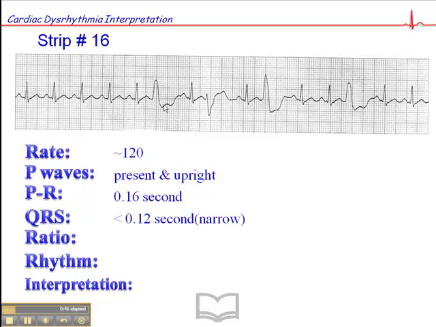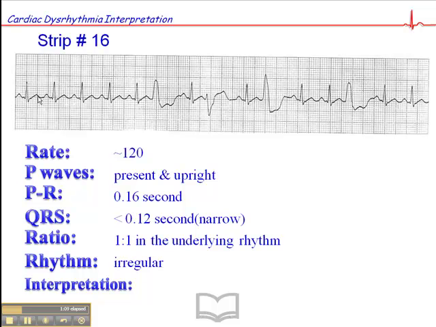But we have these complexes here which are wide and bizarre, and there are no P waves preceding these wide and bizarre complexes. That's a T wave, if you're wondering what that is. And again, here we have a wide and bizarre complex with a T wave before it, no P wave. A wide and bizarre, no P wave before it. And the ratio in the underlying rhythm is 1:1, and the rhythm is irregular.